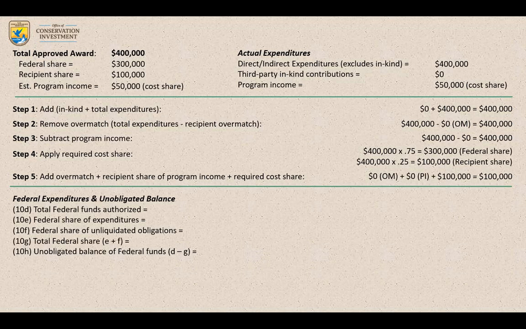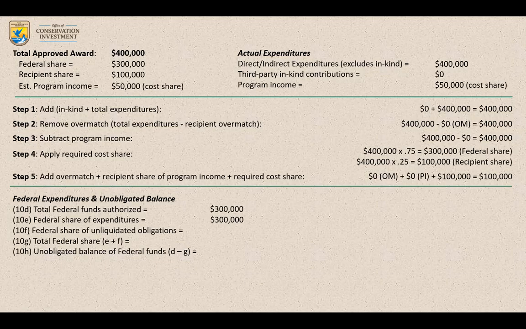Fields 10D through 10H provide information about the expenditure of federal funds and any remaining unspent balance of federal funds as of the reporting period end date. For 10D, the recipient identifies the total federal funds authorized. This amount is $300,000 and comes directly from Field 11M Federal Share on the Grant Solutions Notice of Award. Field 10E represents the federal share of expenditures. This amount is $300,000 and comes from Step 4, where the recipient calculated the federal share of award expenditures.